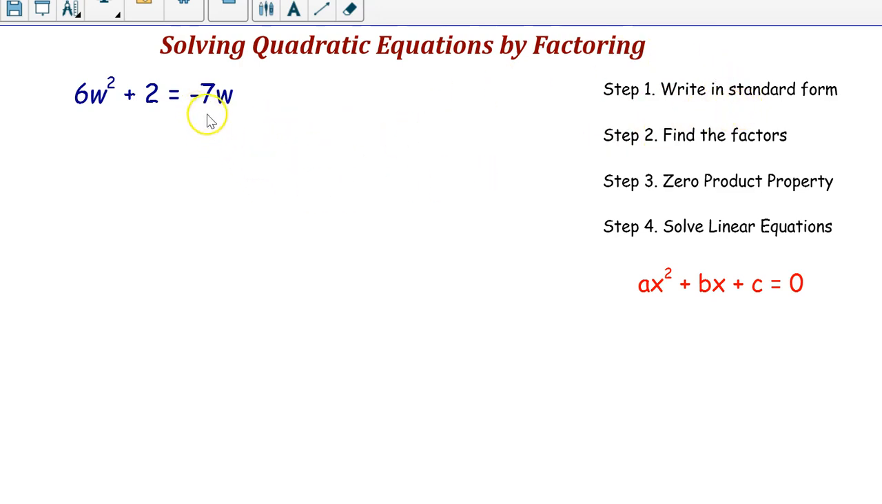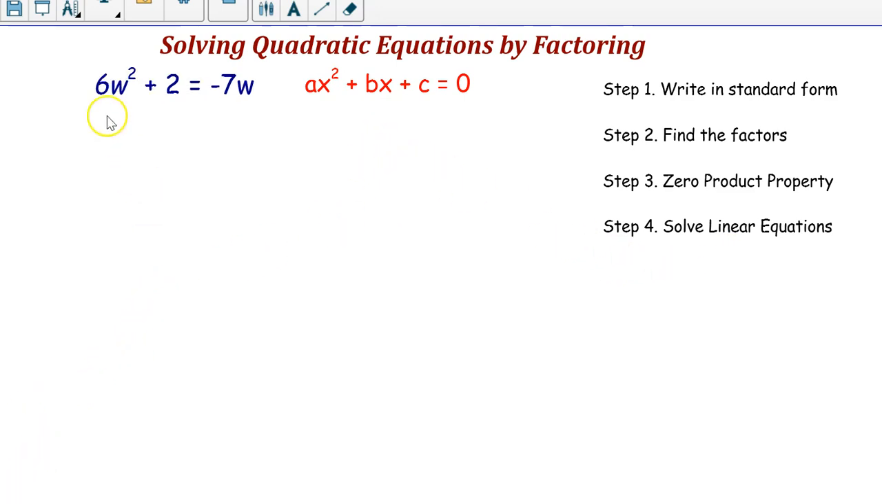We have to make sure that the given equation is in the standard form. You know that the standard form of a quadratic equation is ax square plus bx plus c is equal to 0. There is a 0 on the right hand side and you have ax square plus bx plus c on the left hand side. And after writing that in standard form, we have to find the factors, and after getting the factors, making use of the zero product property, you get two linear equations and then solve those two linear equations, and after that, if you want, you can verify your answer also.